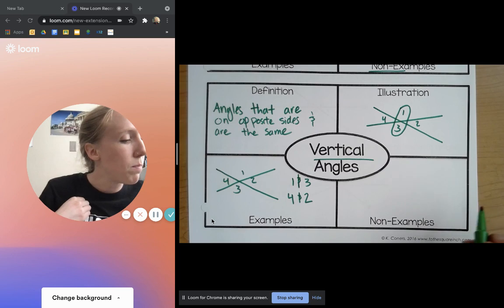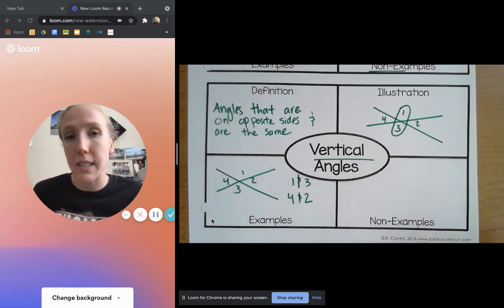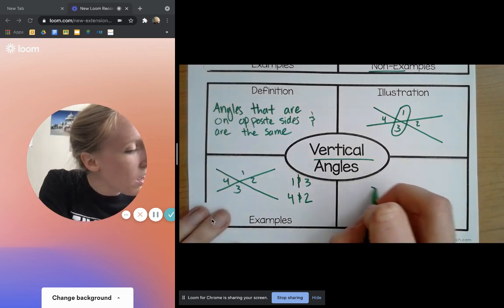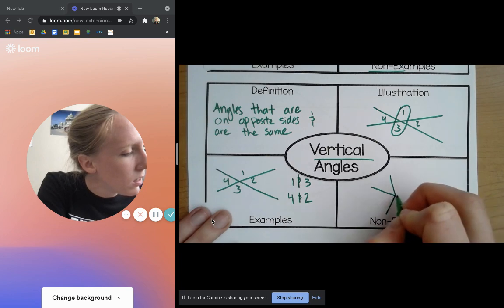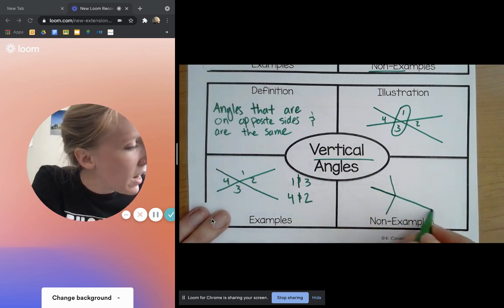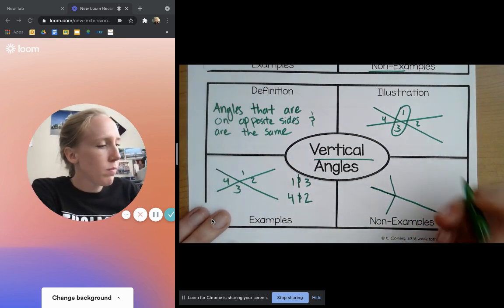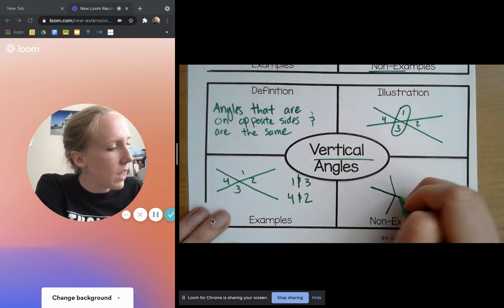Okay. Vertical means opposite sides and they are congruent. So what is not a vertical angle is if they're kind of across from each other, but not necessarily opposite and exactly the same. So like these two, let's see.